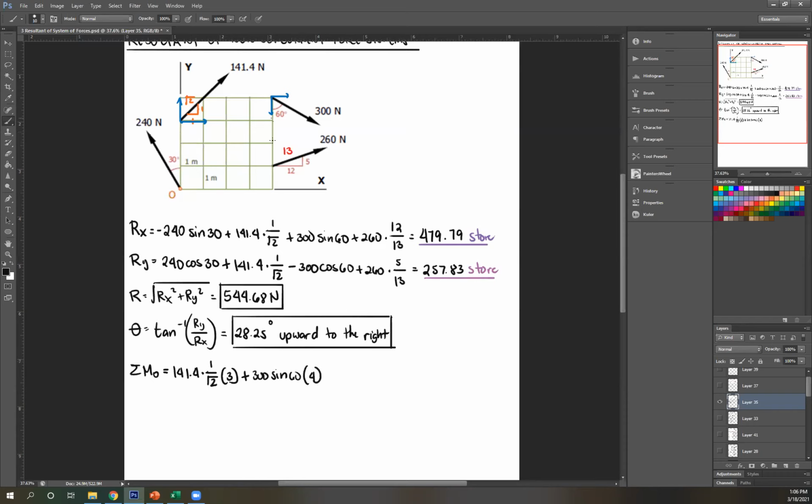Next, the vertical component, rotate it about O. Again, that's clockwise. So positive 300, vertical component is 300 cosine 60. Then vertical perpendicular distance, extending that, this is 1, 2, 3, 4 boxes. Once again, times 4. And then next, the last one, this 260.